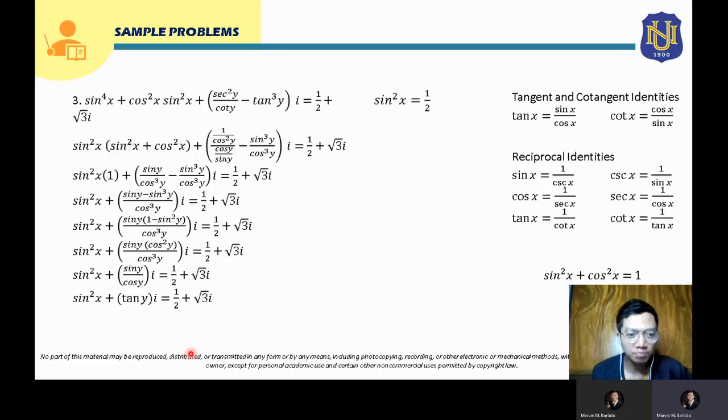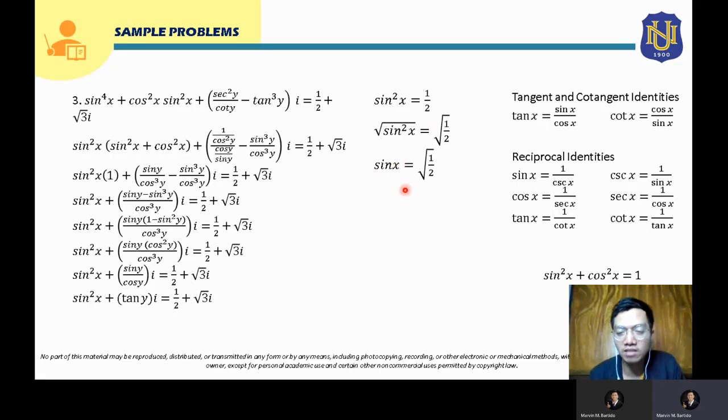Okay, from here, we can now equate the real part at the left side to the real part at the right side. The real part here is sine squared x, and the real part at the right is 1/2. So we can equate that: sine squared x equals 1/2. To solve for the value of x, let's first square root both sides so that we can cancel this square here. That will be the square root of 1/2, and this will now become sine x equals square root of 1/2.